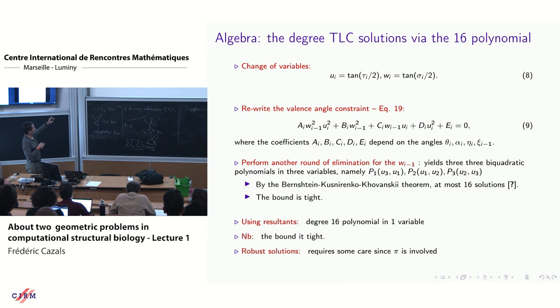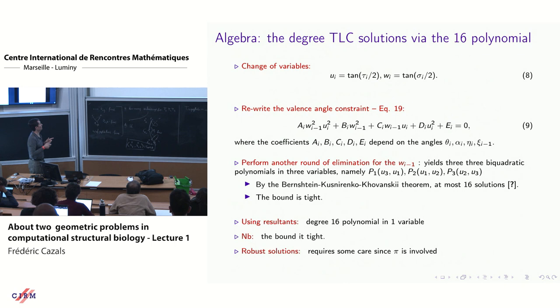Remember the variables are the three tau i's and the three sigma i's, but they are linearly related, right? So we make this change of variable, ui, wi. We rewrite this equation here, the bottom one, now using the new variables, where all coefficients depend on the constraint theta I at the C alpha carbon and also on the angular representation, namely the 12 angles which we have to describe the intrinsic geometry. Now we perform a round of elimination to kick out the WIs. And we end up with three big quadratic polynomials in the UIs. A little bit of machinery.